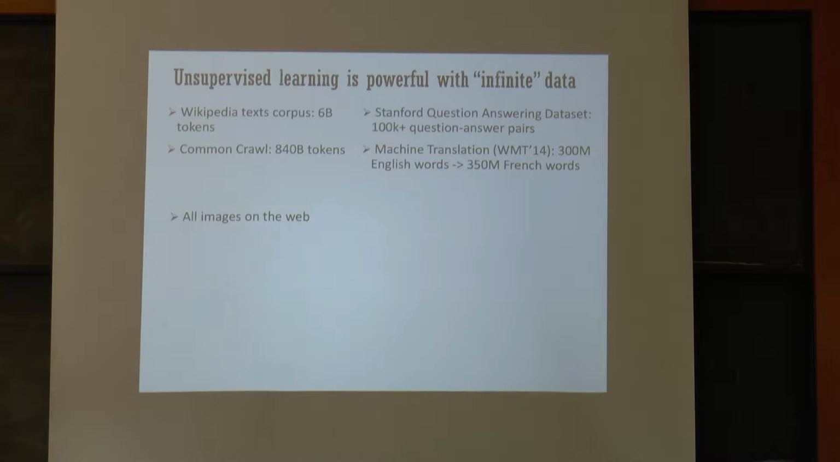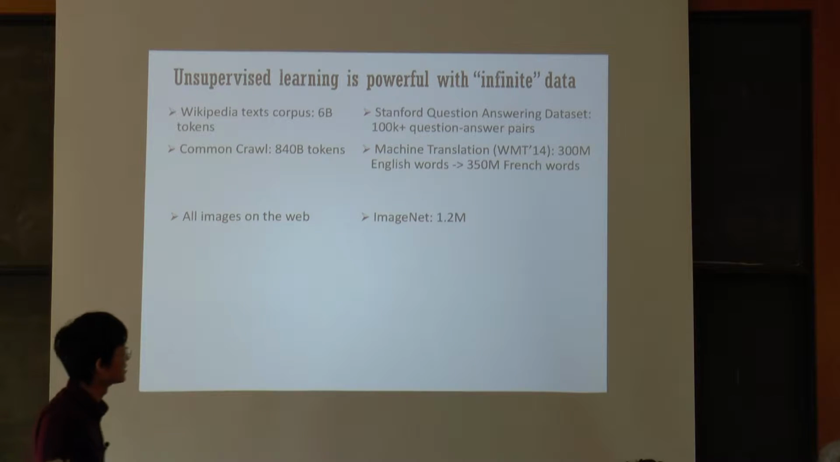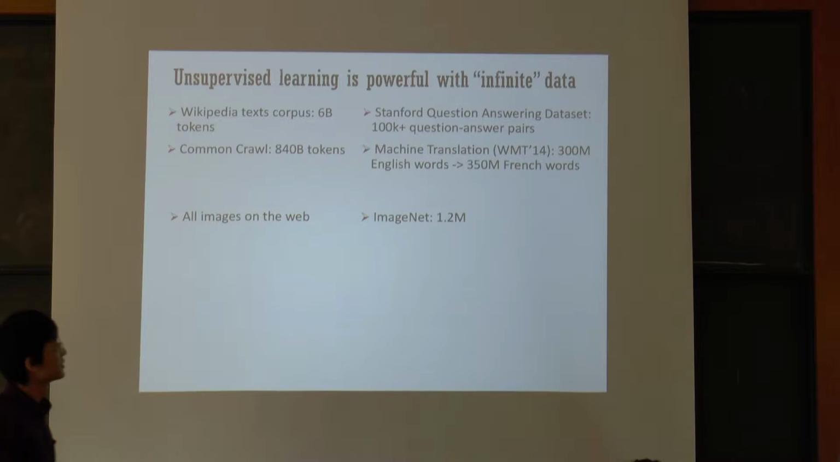For images, the same thing happens. On one side, we have basically all images on the web. I'm not sure how large it is, but at least several hundred million. And on the other side, the largest data set in computer vision nowadays is the 1.2 million examples in ImageNet. So presumably we have much more information when we do unsupervised learning without the labels. However, the challenge is, how do you do it without the labels?